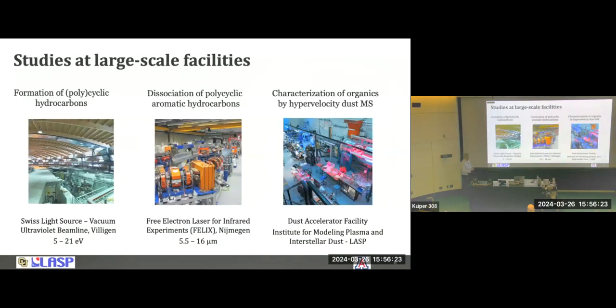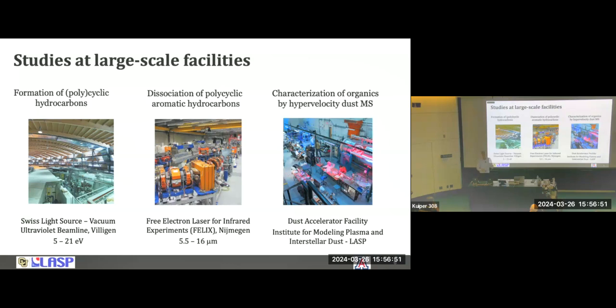Now, the way I do this, and what I will show you today, is an overview of the research over the past decades. First I will show you how we can study the formation of PAHs and complex hydrocarbons using synchrotron radiation. So I will take you through this process. This is the Swiss Light Source, the vacuum ultraviolet beamline specifically, that makes radiation tunable between 5 and 21 electron volts. And this is perfect radiation for soft ionization.